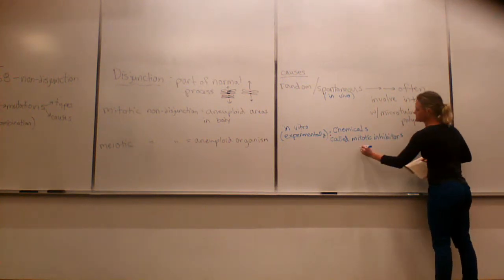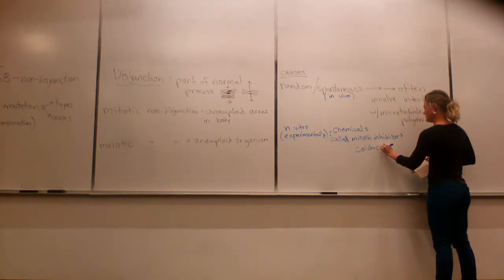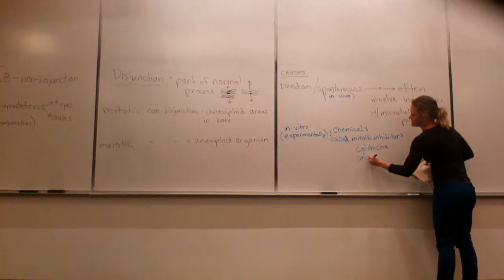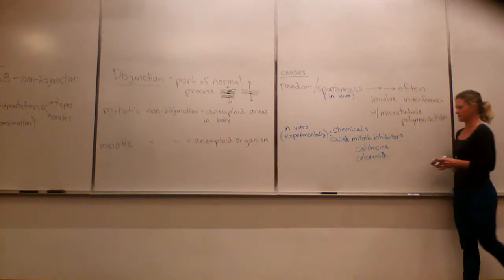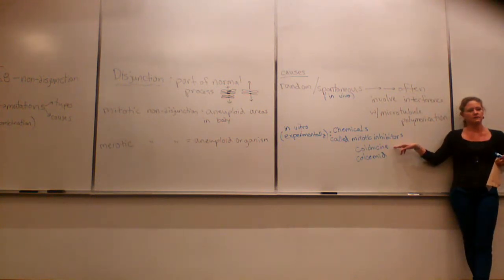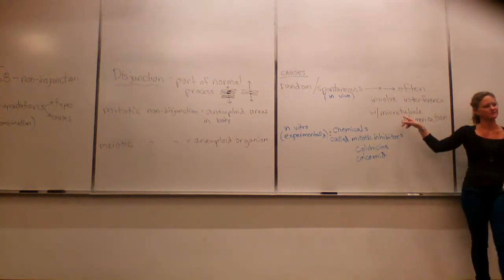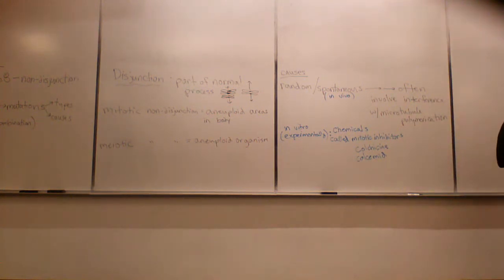I think your book uses colchicine. There's a bunch, colcemid. These are all derivatives of colchicine. Colchicine is actually also used as an anti-cancer therapy. Why would that work? Why would you use something that disrupts microtubule organization for cancer therapy?